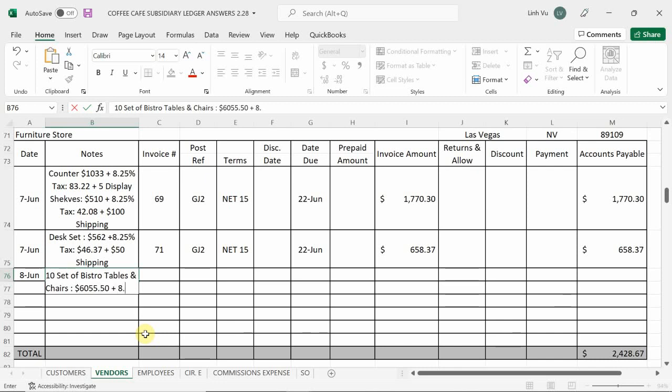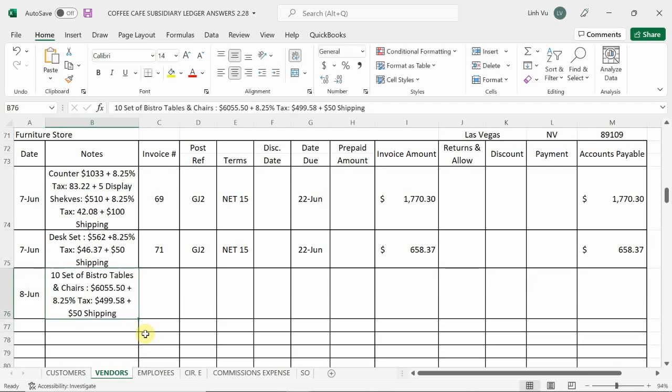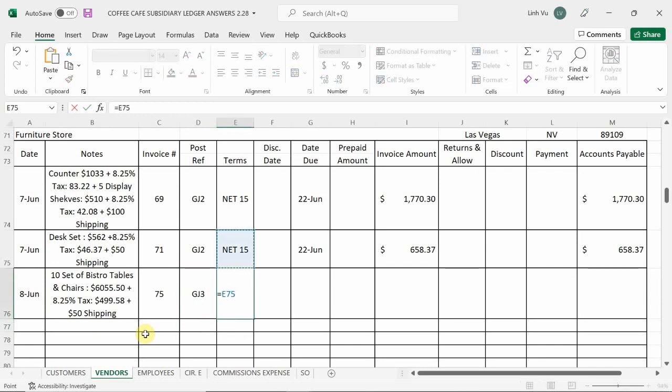$6,055.50 plus 8.25% tax, which once again was $499.58, and then plus $50 shipping. And it was invoice number 75, General Journal 3, and I got terms. I have to pay within 15 days. So therefore, they didn't give me a discount. However, when is my next due date? When is this bill due?